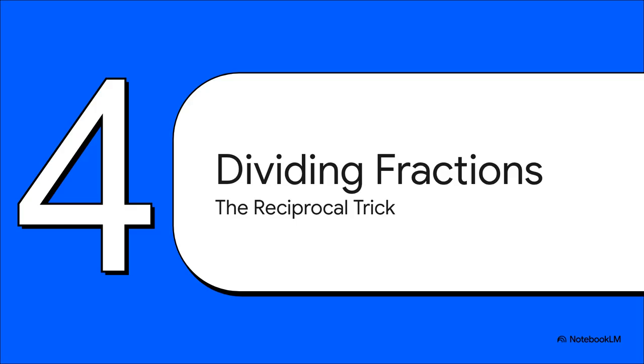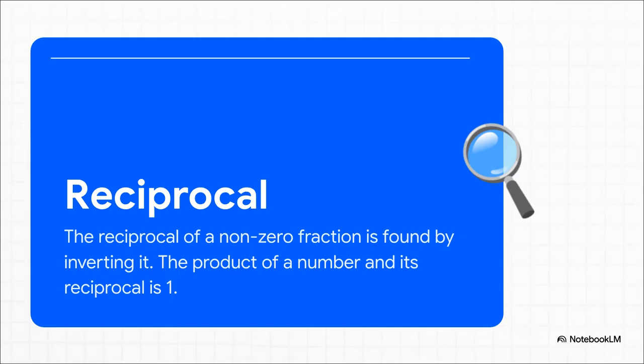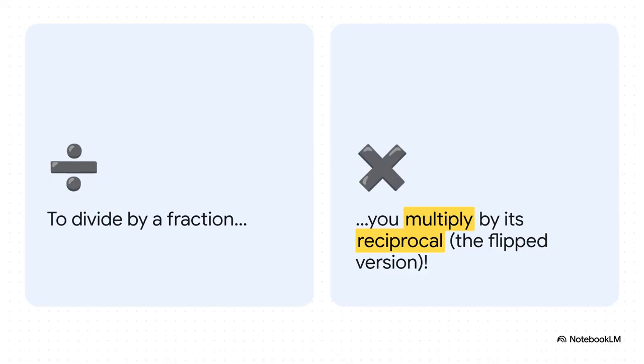I know this is where some people get a little nervous, but there is an awesome trick that basically turns a tricky division problem into something we already know how to do. So first, let me introduce you to our secret weapon for division, the reciprocal. It sounds fancy, but all it means is you flip the fraction upside down. So the reciprocal of 2/7 is just 7/2. This little flip is the entire key to dividing fractions.